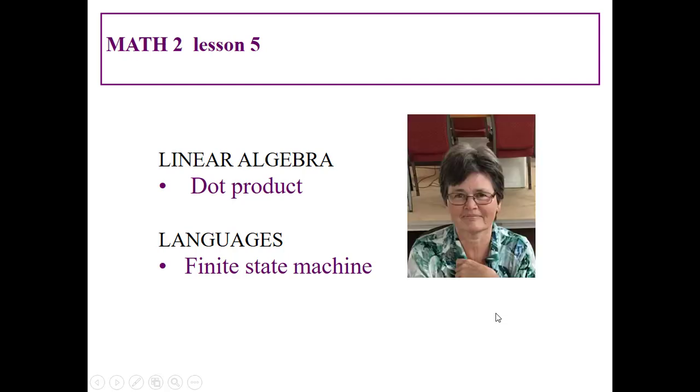Welcome to the fifth lesson of MATH2. In this lesson we're going to look at the dot product in the linear algebra section, and we're going to look at the finite state machine in difference to the finite state automaton in the language section. So let's start with the linear algebra part.